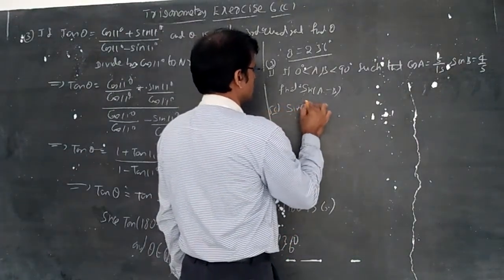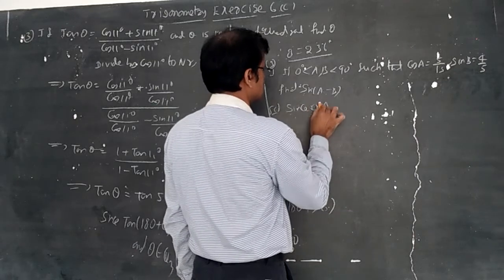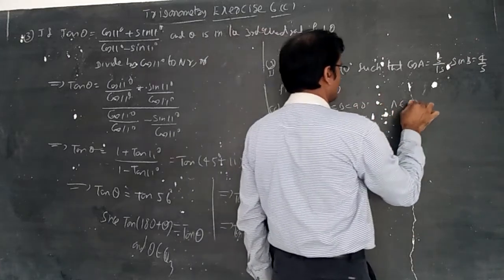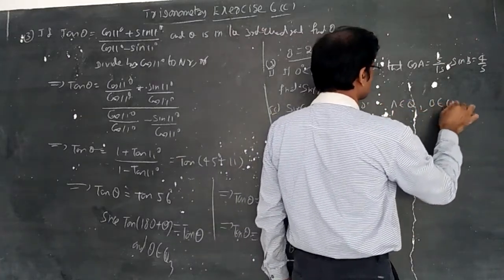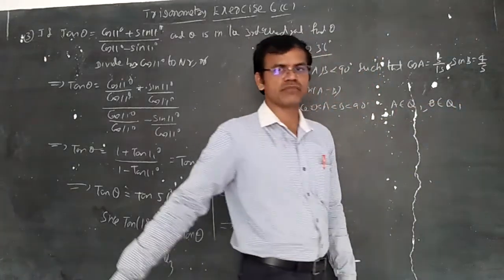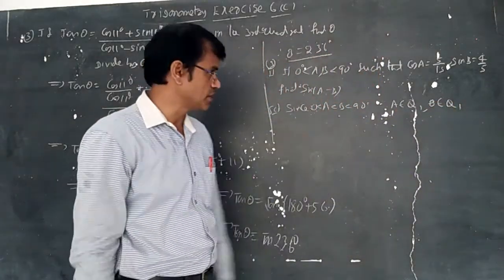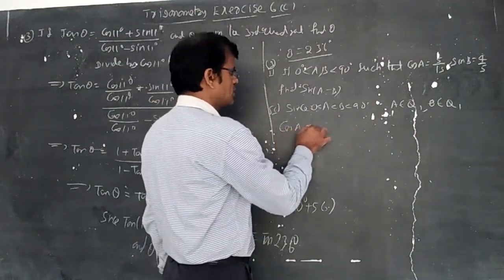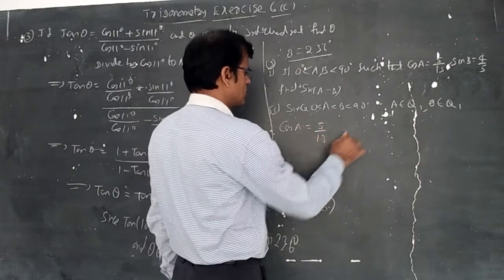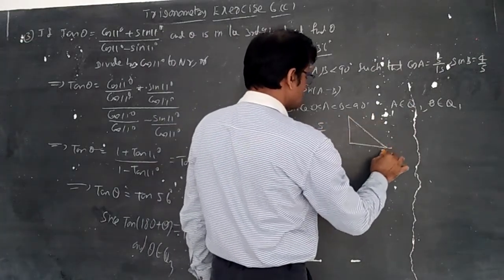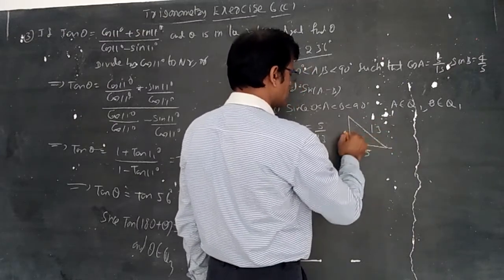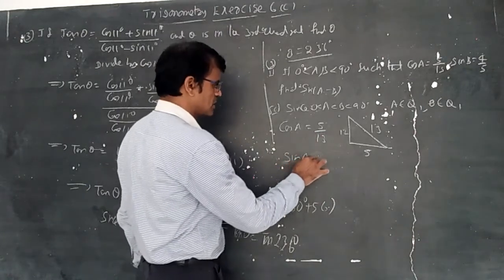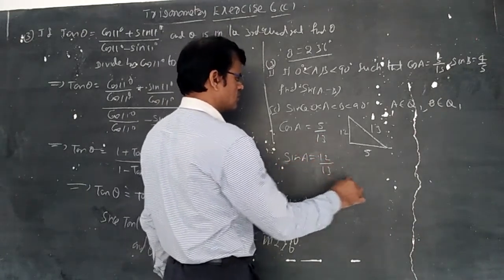Since 0 is less than a, b, less than 90 degrees, therefore a belongs to Q1, b belongs to Q1. So a, b are in the first quadrant because they are between 0 and 90. So according to the all-positive rule, all ratios are positive. Now cos a is given as 5 by 13. Take a triangle here. Cos means adjacent side by hypotenuse. So sin A is equal to 12 by 13.